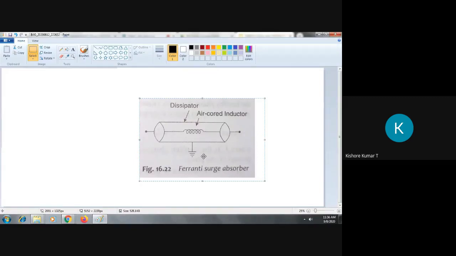Whereas here surge absorber, this surge absorber is going to absorb the amount of surge which is developed in the line and get the amount of energy generated by the surge in the form of heat or some losses. Surge diverter ఏం చేస్తుంది? It is going to divert the surge.